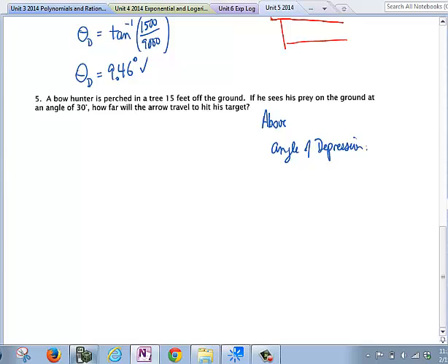So I'd like you to draw the picture. Don't draw a bow hunter, but just have someone up in the tree. Just draw a tree and label the picture with the correct dimensions. And then after you unpause the video, see if you got what I got. So pause the video, please.